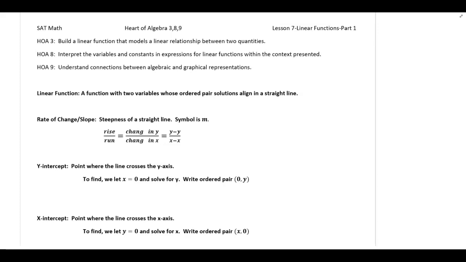SAT Math Lesson 7 is part 1 of 3 dealing with linear functions. Now we're moving on to Heart of Algebra 3, 8, and 9 standards, right? As you can see, all of these deal with linear functions and modeling with two variables, okay? So if you can master linear functions, you can do really well on the SAT.